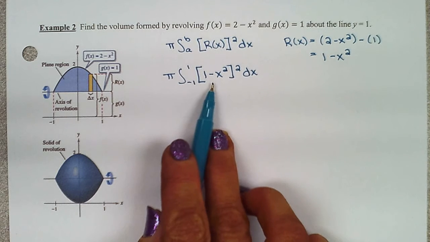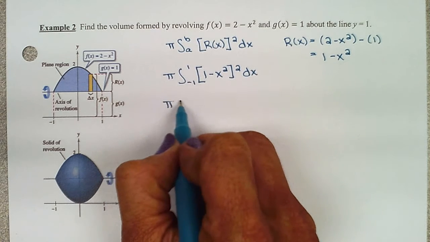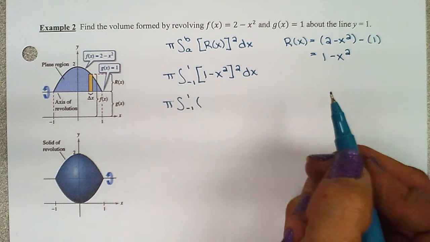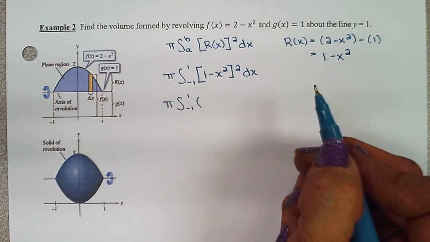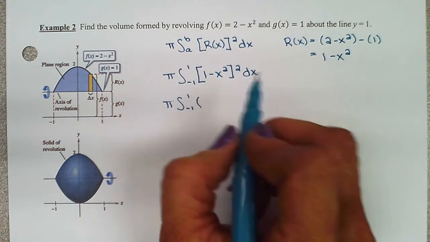And now again, before you do any integration, you always want to square. So this is going to become pi times the integral from -1 to 1. And here, don't forget, that's a binomial being squared. So whenever you do it, you would actually have to write it out twice and do all of your distributing.